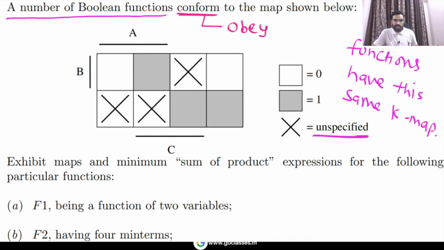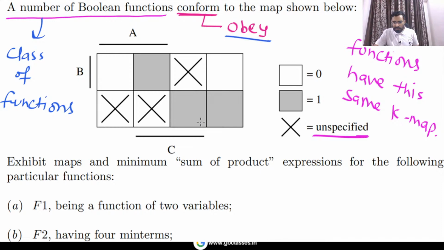Because remember, there are 3 don't cares. So you can notice this is a don't care, don't care, don't care. And for every don't care, the function value can be 0 or 1. So whenever in your function there is a don't care, it simply means that you have a class of functions. So there are total 8 functions which obey this K-map. Is it clear? Very simple.